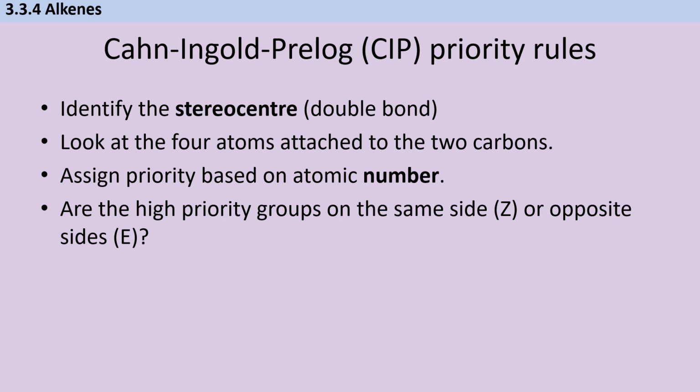In order to determine whether a molecule is an E isomer or a Z isomer, we're going to use something called CIP priority rules. So the first thing that we need to do is to identify the stereocenter, which is just where that double bond is. We're going to look at the four atoms that are attached to the two carbons on either side of that double bond, and we're going to assign them a priority based on their atomic number. And then we're going to look and see, are the highest priority groups on the same side of the double bond, or are they on opposite sides?